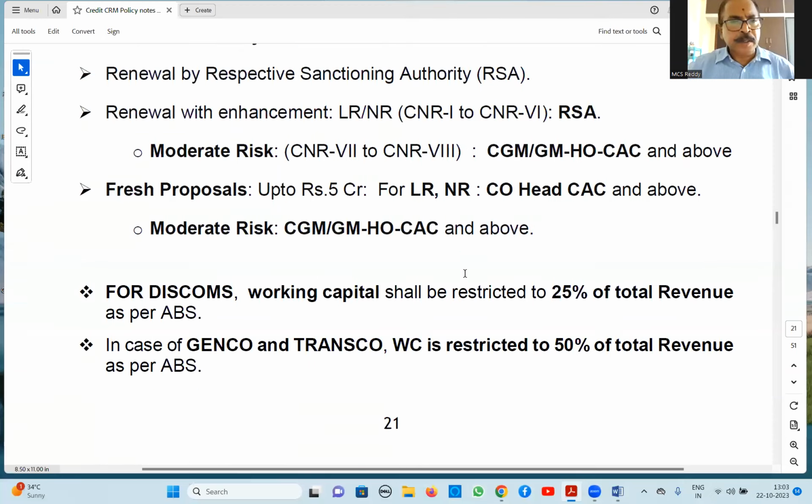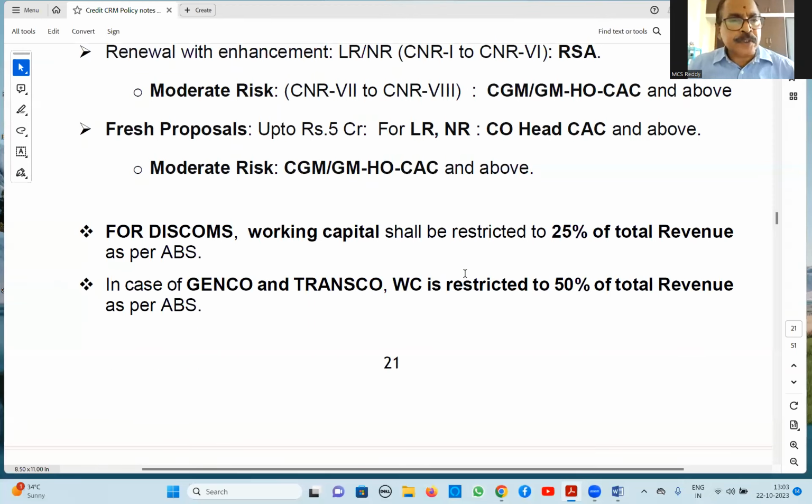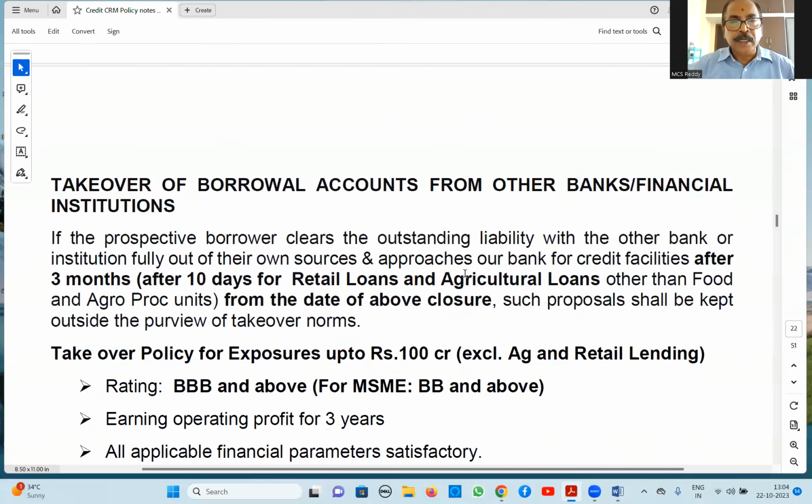Who has to sanction? For discoms, the electricity board, right? For discoms, working capital shall be restricted to 25% of their total revenue as per audited balance sheet. Discoms के लिए लोन देने के समय working capital limit maximum 25% of the total revenue as per audited balance sheet. And in case of Genco, this is also electricity department, Genco and Transco, working capital is restricted to 50% of total revenue as per audited balance sheet. This is about working capital.